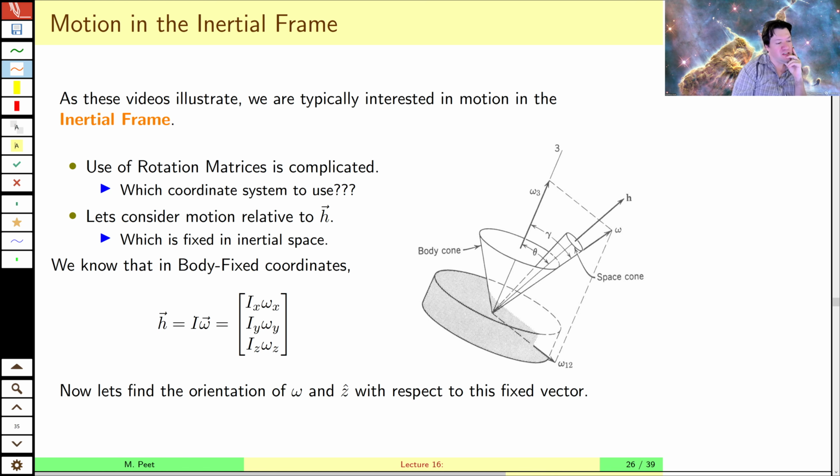So now we're going to try and do a little bit of translation between the inertial and the body fixed frame. And to do that, we're going to define some more constants of motion. So how do we translate that angular velocity vector back and forth? To do that, we're going to pick up the angular momentum vector, because remember, the angular momentum vector is fixed in the inertial frame, but not in the body fixed frame.